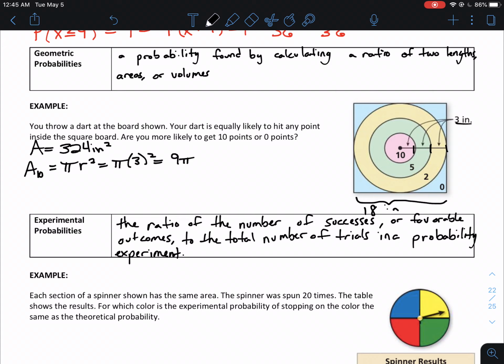Okay, then really the only thing we have left to find is the area for 0. There's no direct way to calculate the area for 0. So we first have to take our total area, which is 324 inches squared, minus the area for the largest circle. That largest circle would have a radius of 9, so that would be pi multiplied by 9 squared. So that would be 324 minus 81 pi.